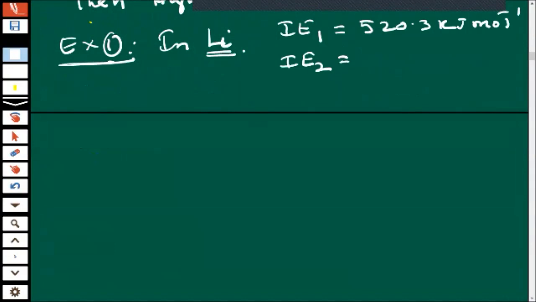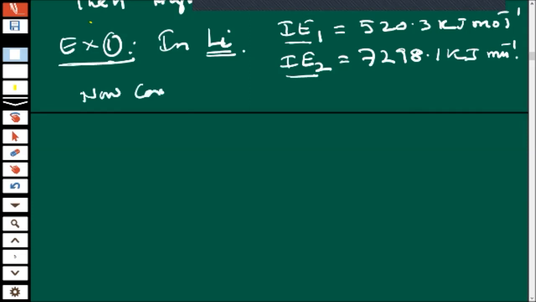To remove the second electron, you require 7298.1 kilojoule per mole. This is the second. This is the first. Now you have to tell.